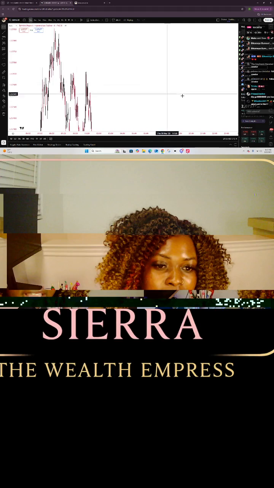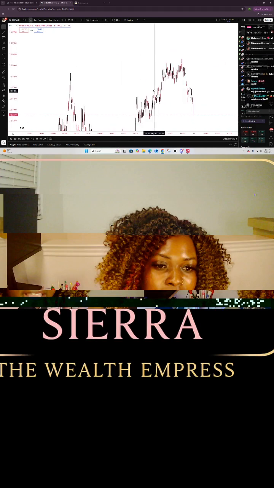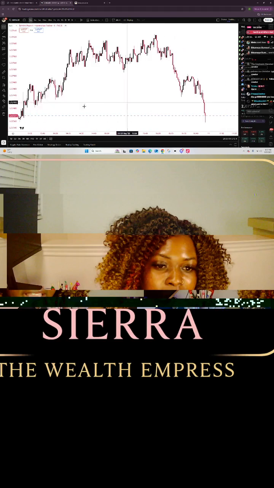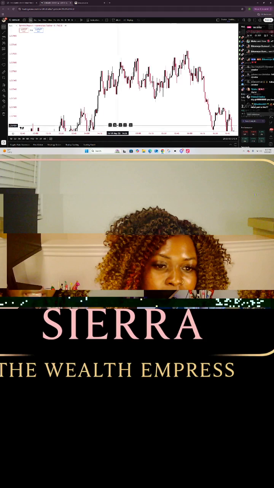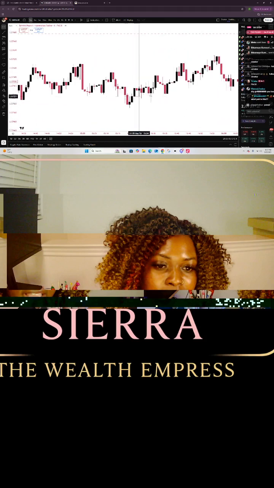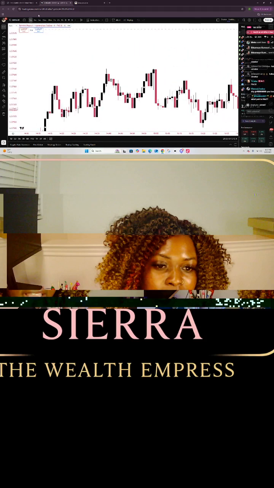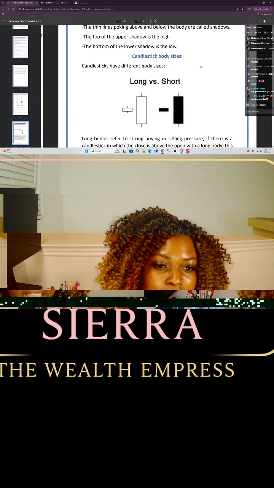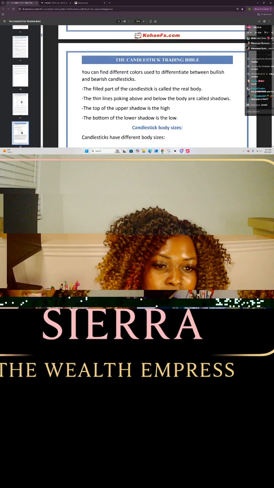I don't see any gaps. It ran some highs right here. But stuff like this is what you want to look for at your CRT zones or your fair value gaps, okay? All right. How did I get there?